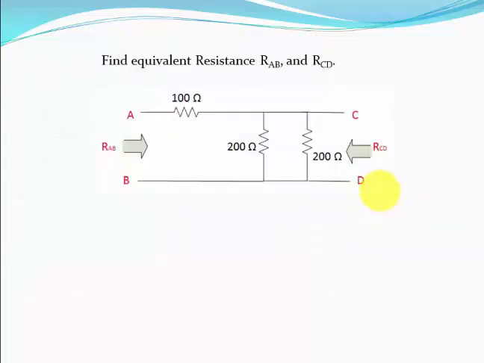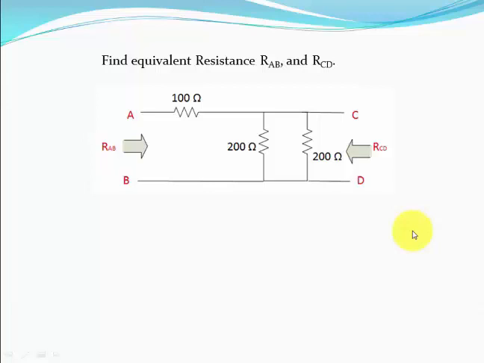Now let's see this circuit. This circuit has three components, 100, 200, and another 200. And they have two questions over here. They want you to find the equivalent resistance from this side. From AB, what's the equivalent? Also, the second question is, from CD, looking to the left, what is the equivalent?